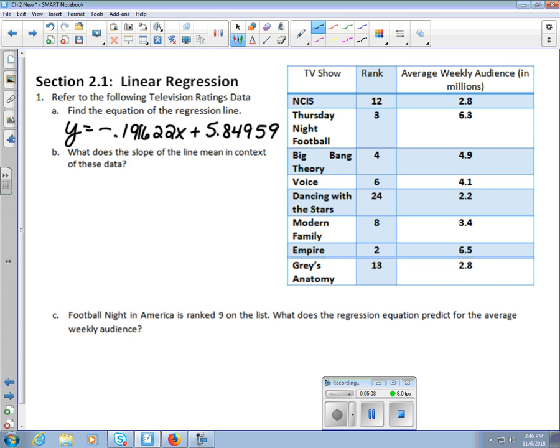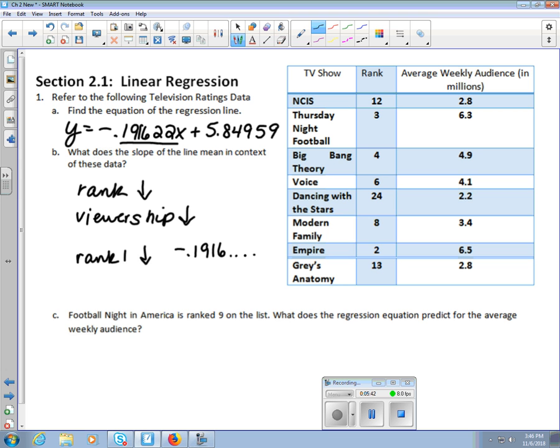Well, the slope basically means, when we look at this particular number, as the rank lowers, your viewership will lower. So what that basically means is for every one rank that you go down, your viewership is going down by 0.1916 of millions of people. And so being able to understand what the slope means in context.